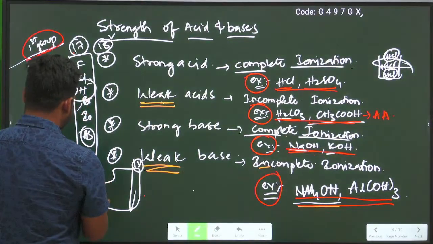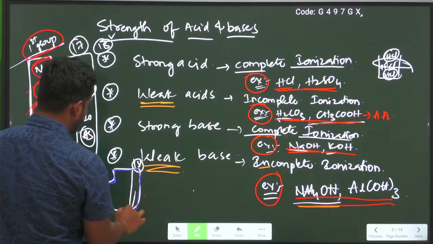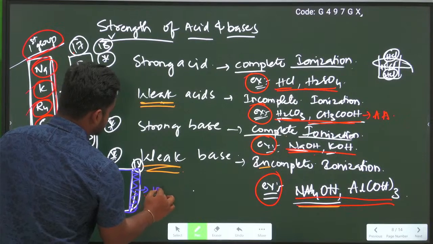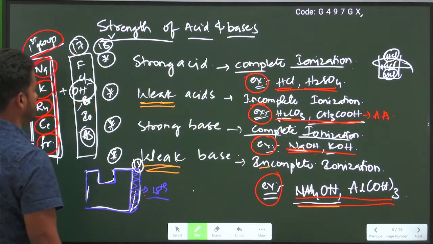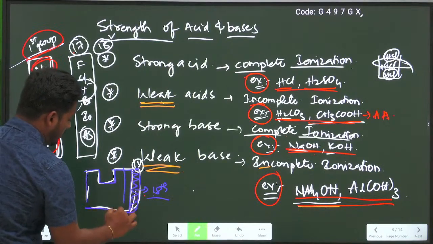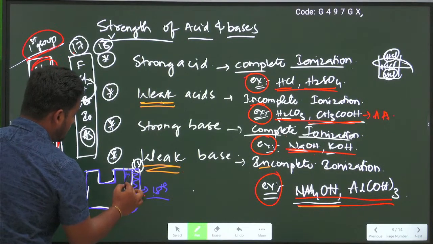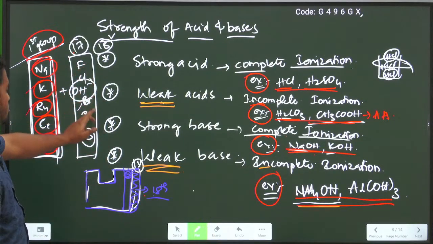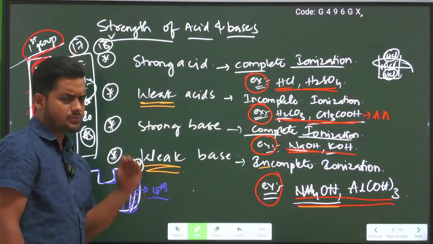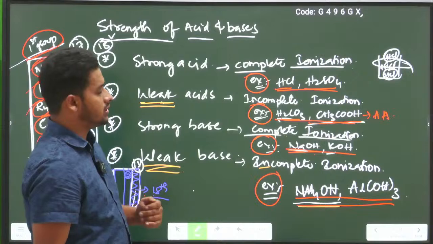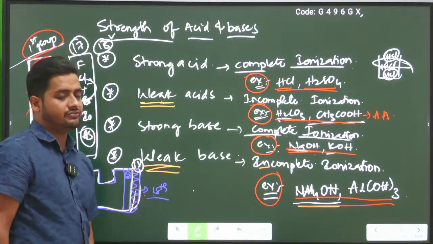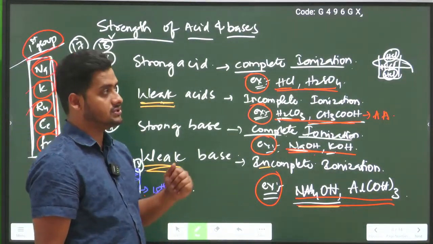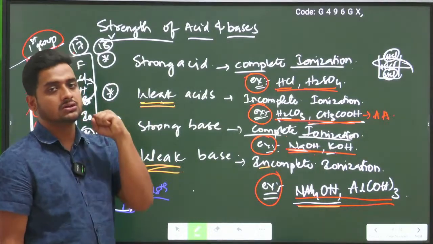If they get one electron, so this is the periodic table. This is the 18th group element, which has a completely filled orbital. Here is the 17th group: fluorine, chlorine, bromine, iodine and astatine. If they get one electron, they get the configuration of the 18th group element. After getting that configuration, they stay in a stable form.